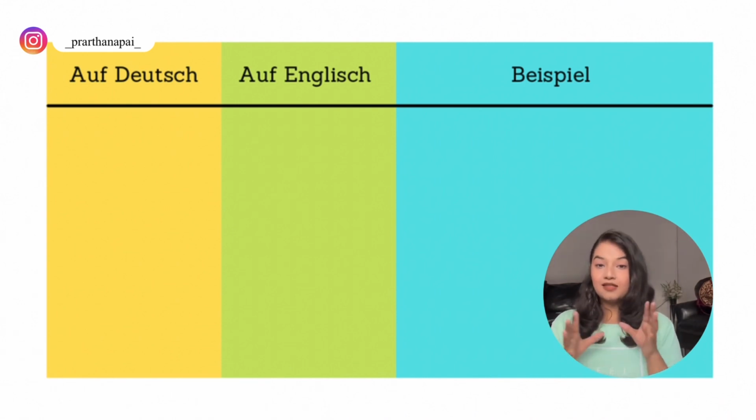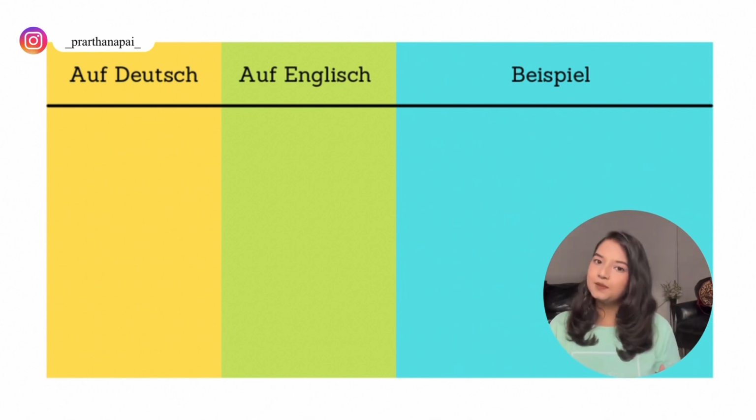Now comes the third column, which is going to be extremely important, and this is what is going to change everything. The third column is for your Beispiel. Beispiel, example. So here you're going to make one sentence, preferably your own. So try making your own sentence using that word. This will help you not only memorize it for the time being, but it is so helpful to memorize any particular word for a longer period of time.